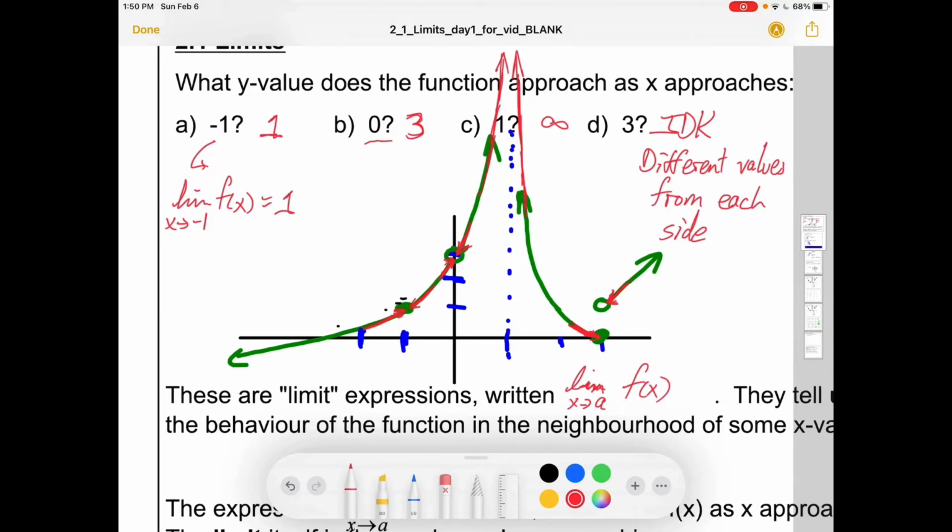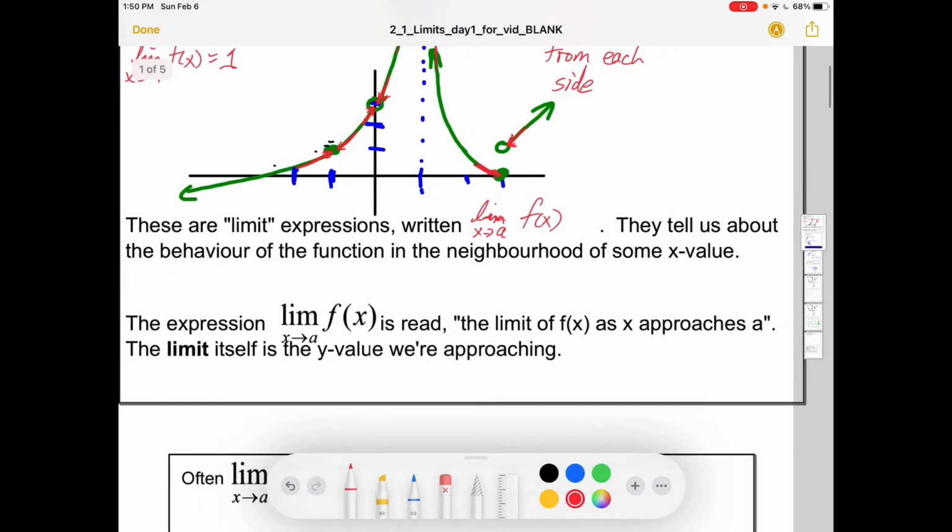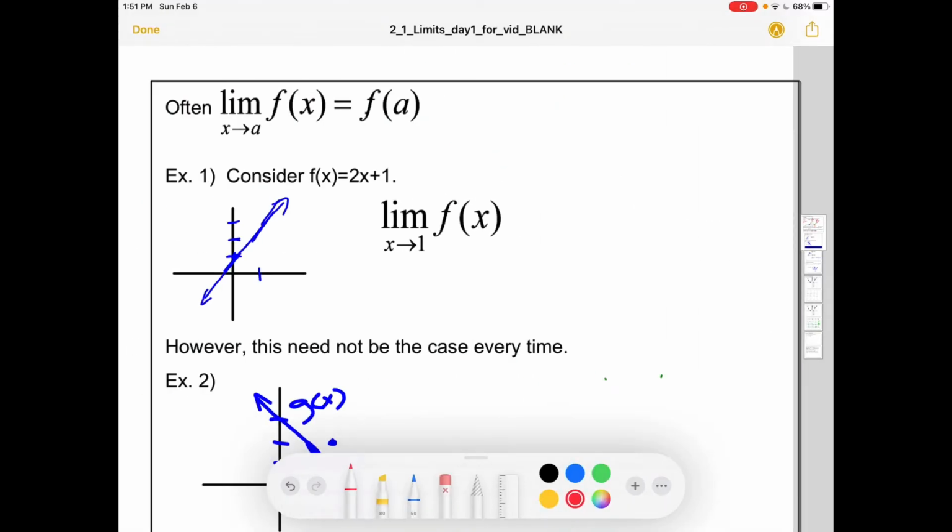What y value does the function approach? So the expression lim as x goes to a of f of x is read, the limit of f of x as x approaches a. The limit, and this is the big idea here, the limit is the y value that we're approaching. Now, often, the limit is the same as the actual point. So this limit, or y value we approach, often that's the same as this f of a, which means actual y value or actual point.